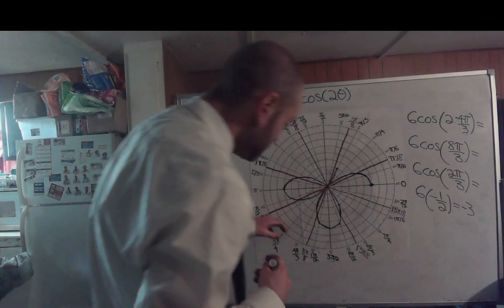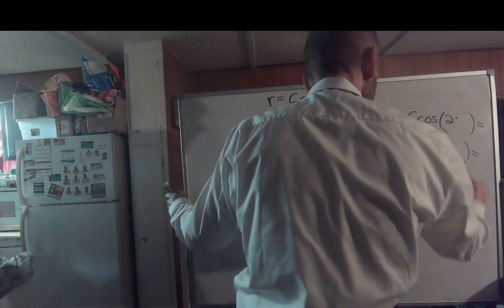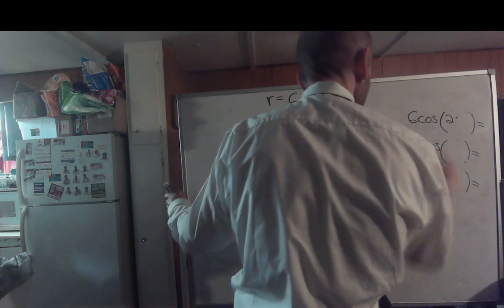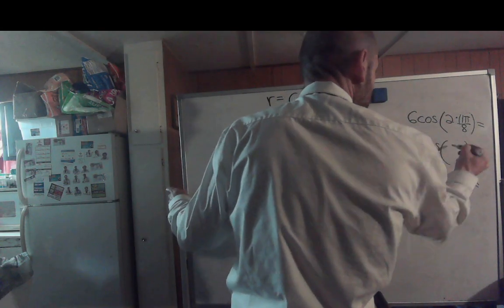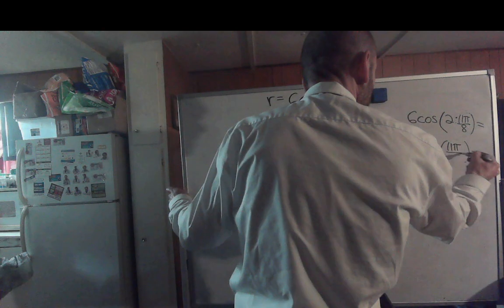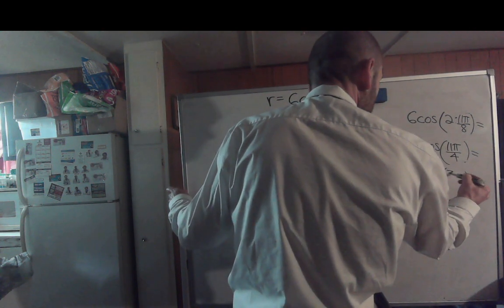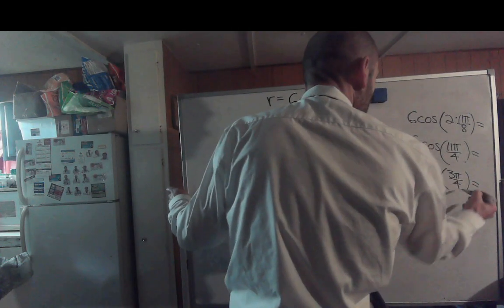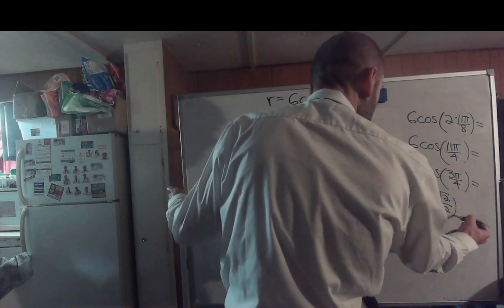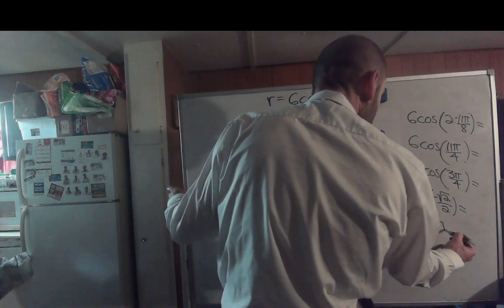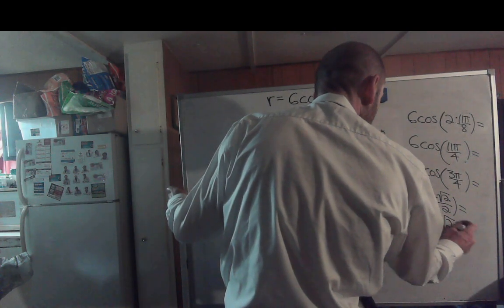And then, let's see, we're going to do 11 pi over 8. So we have 2 times 11 pi over 8. Well, that would be the same thing as 11 pi over 4. If you subtract 2 pi, you'll get 3 pi over 4, which would be 6 times negative square root of 2 over 2. That's just going to give you negative 3 times the square root of 2. Let's see about where we end up.